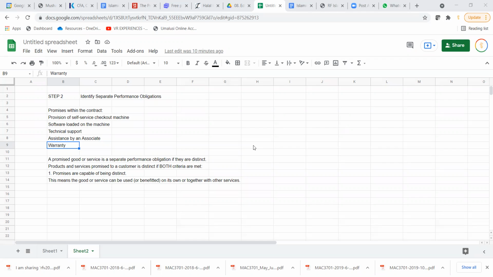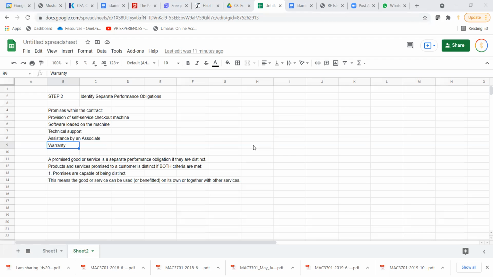So when you provide a warranty simply to make sure that the item operates as it must operate, so you will replace it if it does not operate as it must, and the warranty is there only to ensure the item operates as it should, with nothing beyond that, then the warranty is not a separate performance obligation.